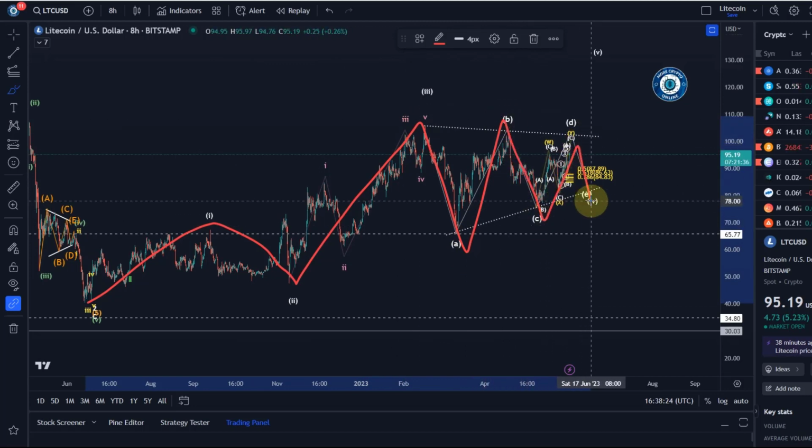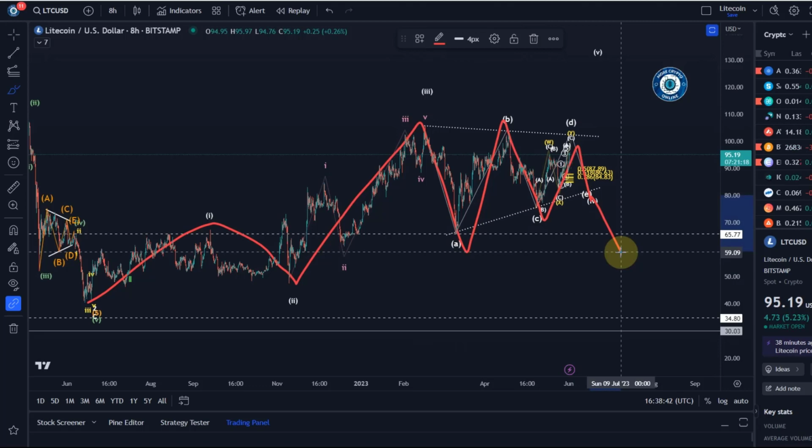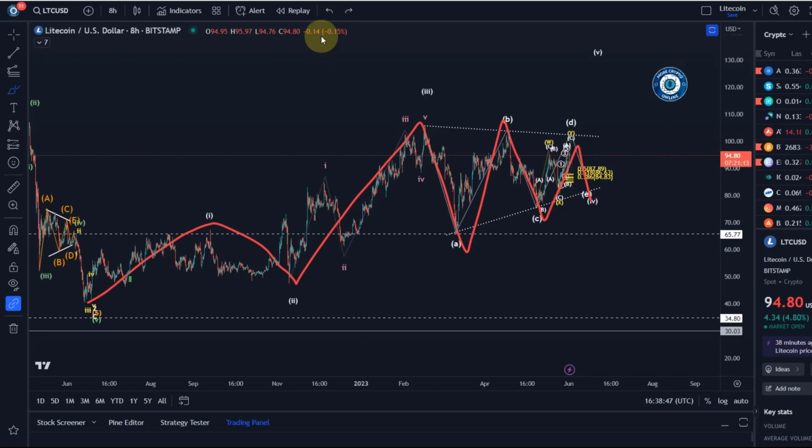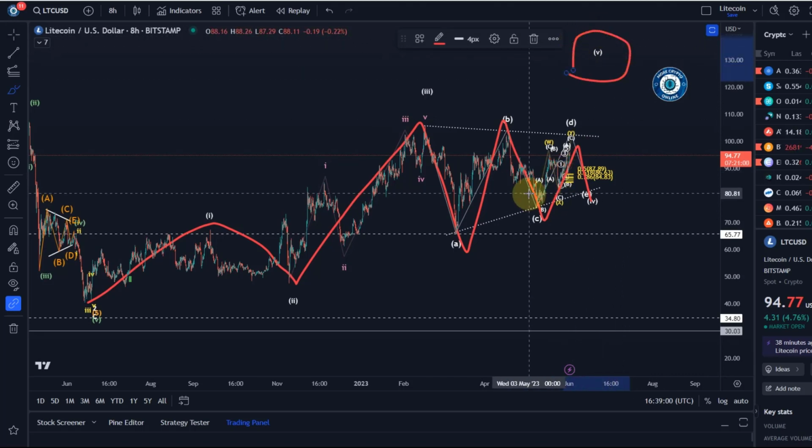And the condition for this triangle, that it's still a valid triangle and doesn't get invalidated, is that price holds above 65.77. That means if we do something like that, it would invalidate the triangle. It would be something different, but not a triangle. So to make this count work as it is, we now need to make lower highs and higher lows, or certainly avoid to make lower lows, and then ideally break to the upside to complete this 5-wave pattern with this last wave to the upside.